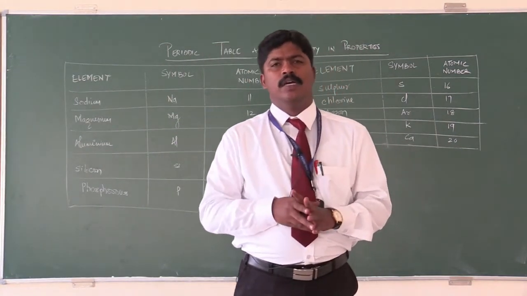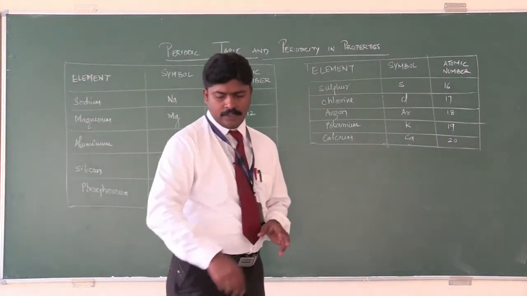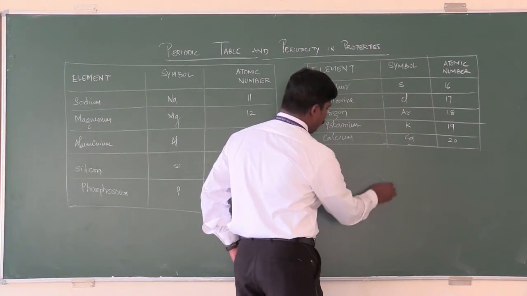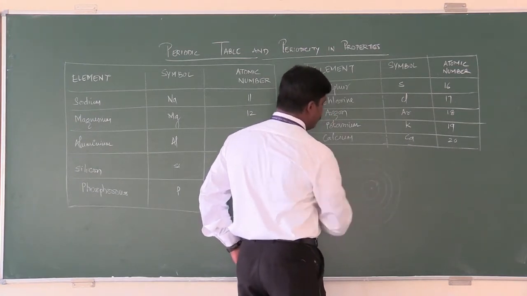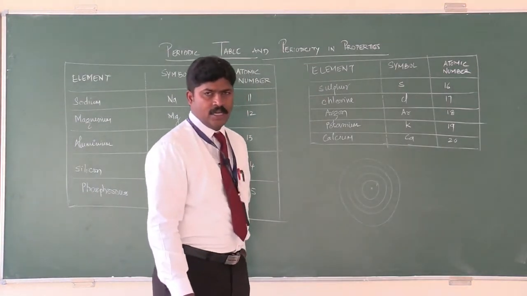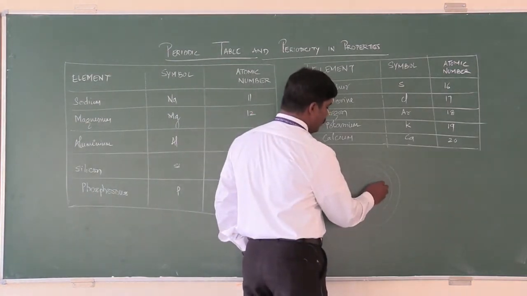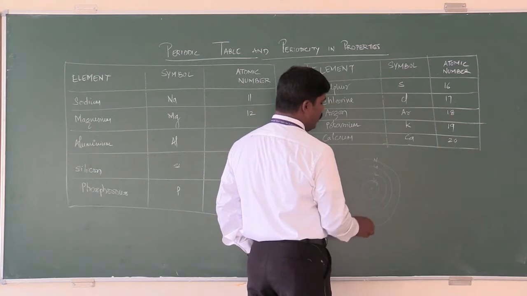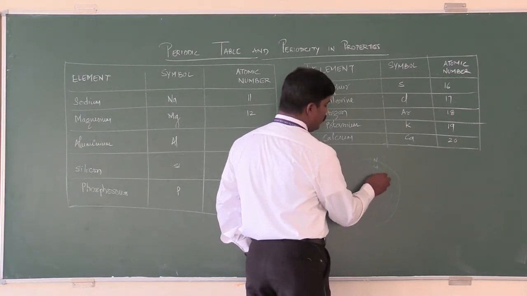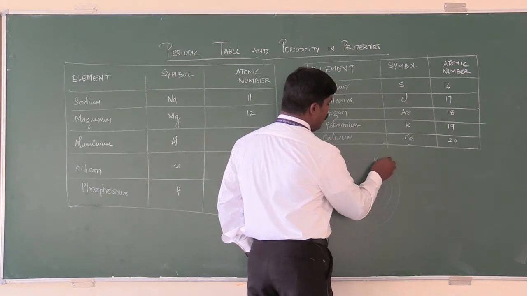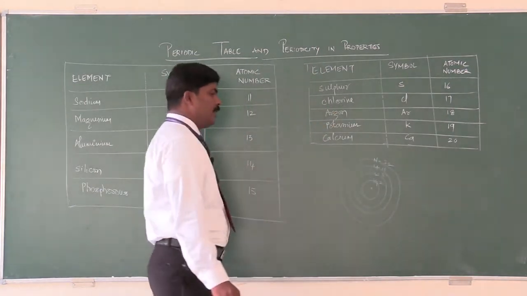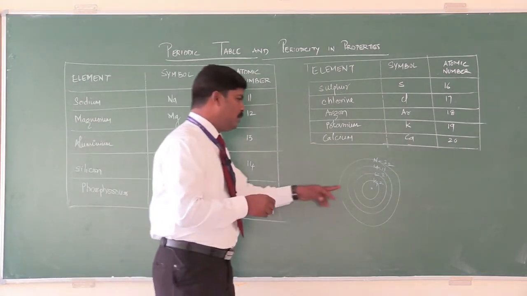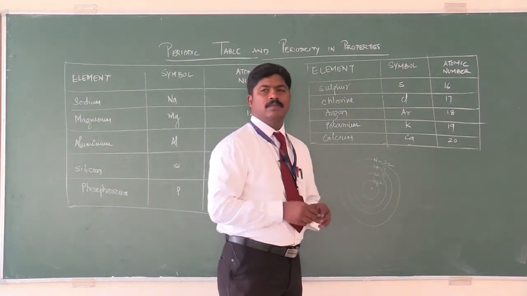I also introduced that around the nucleus you find the orbits, which are called main shells. There are four main shells: K shell, L shell, M shell, and N shell. I told you K can take 2, L can take 8, M can take 18, and N can take 32. So 2, 8, 18, 32 are the electrons present in the main shells K, L, M, N.